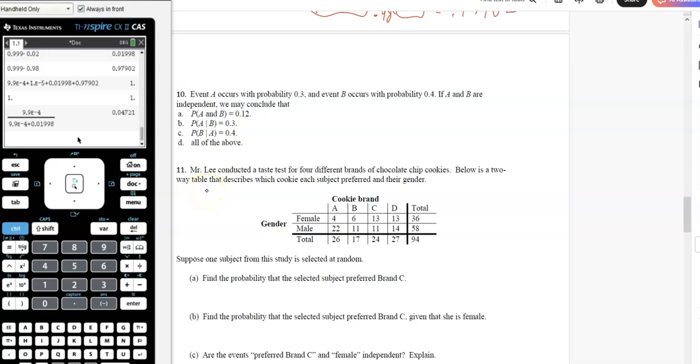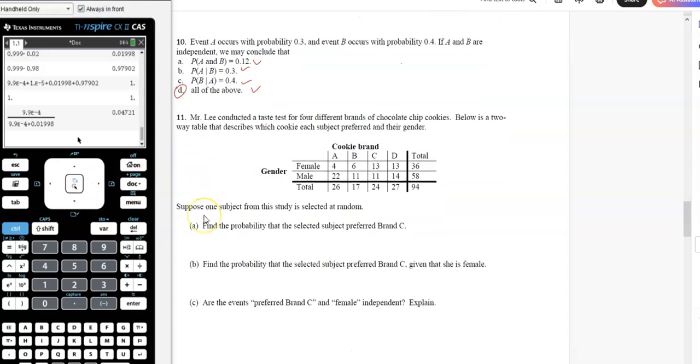Event A occurs with a probability of 0.3, and event B occurs with a probability of 0.4. If A and B are independent, then if you multiply 0.4 times 0.3, so that one looks really good, right? So the probability of A is 0.3. So if B has happened, that shouldn't affect it, so that's good. Probability B is 0.4, so if A has happened, it shouldn't affect it, so that's good. I think it's all of the above there.